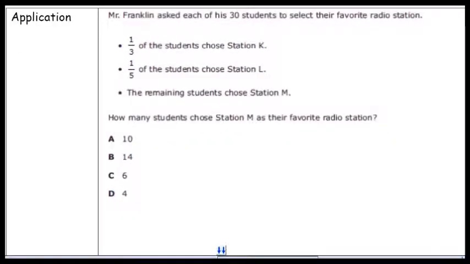Mr. Franklin asked each of his 30 students to select their favorite radio station. 1/3 of the students chose station K, and 1/5 of the students chose station L. The remaining students chose station M. How many students chose station M?